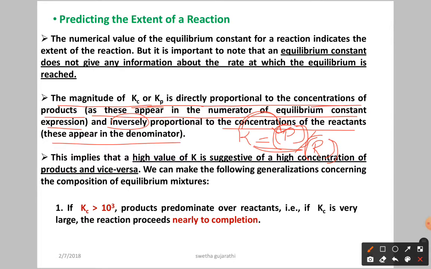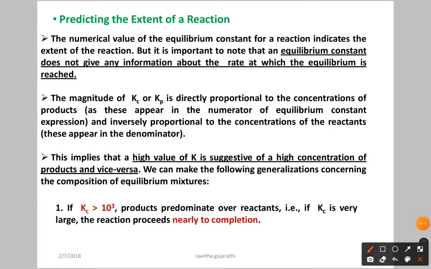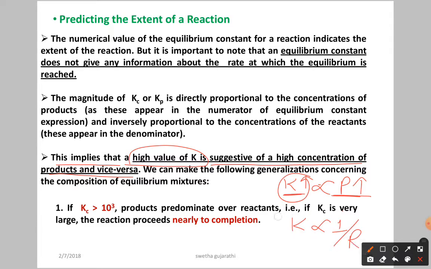Next, this implies that a high value of K suggests a high concentration of product, and vice versa. For example, if the K value is more, as we discussed, it is directly proportional to product, so if K increases, product concentration increases. If the K value is less, reactant concentration is more, because K is inversely proportional to reactant. Inversely proportional means if K increases, the reactant value has to decrease, and vice versa.